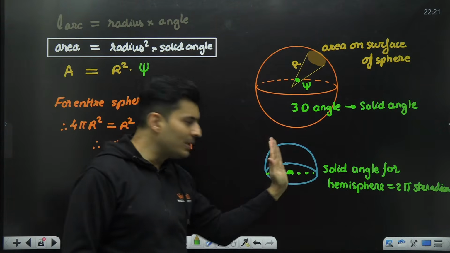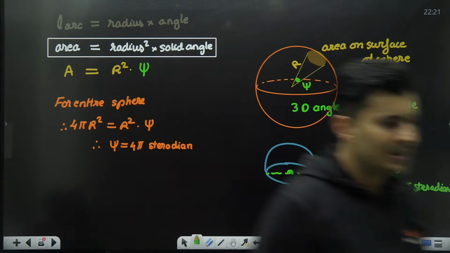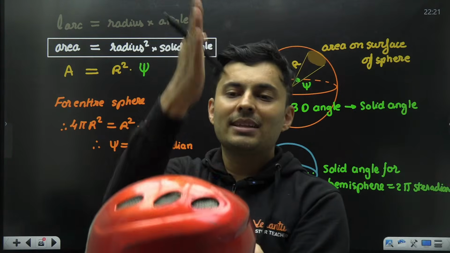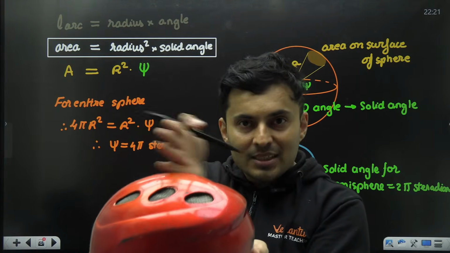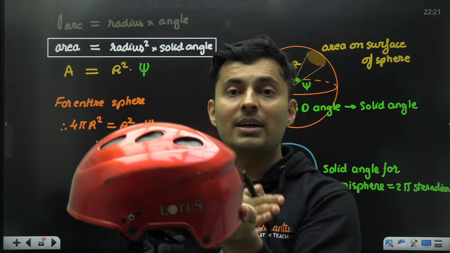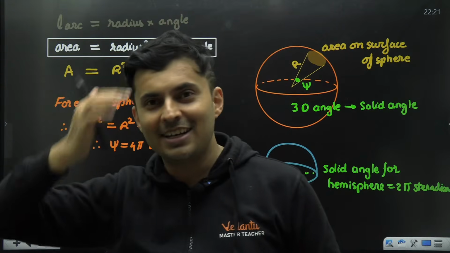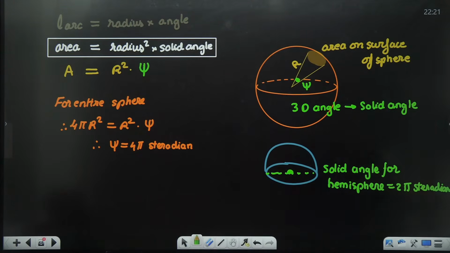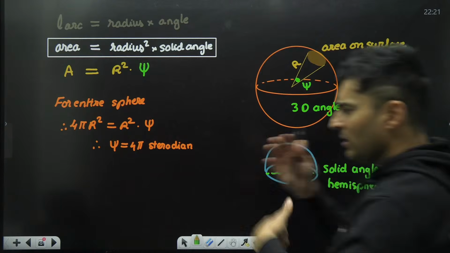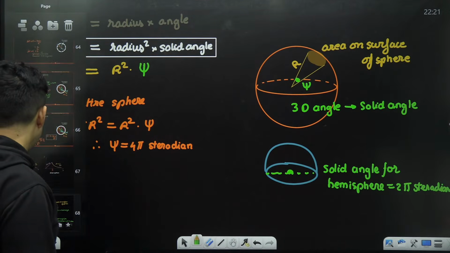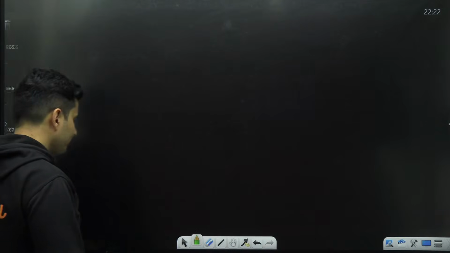If you break that hemisphere also into half, see, this is like your hemisphere. If you break that also into half, this part, half of this hemisphere, will be pi steradian. Just visualize that, okay? That is how you can keep on breaking it into parts. Yes. So now comes the real question.